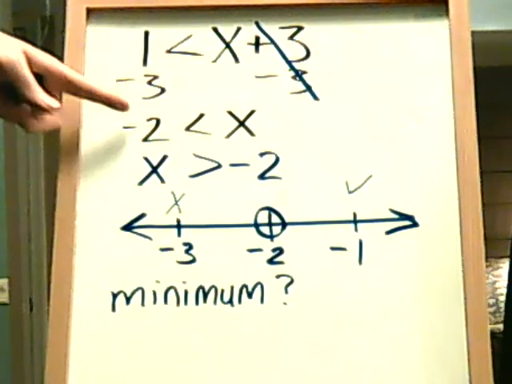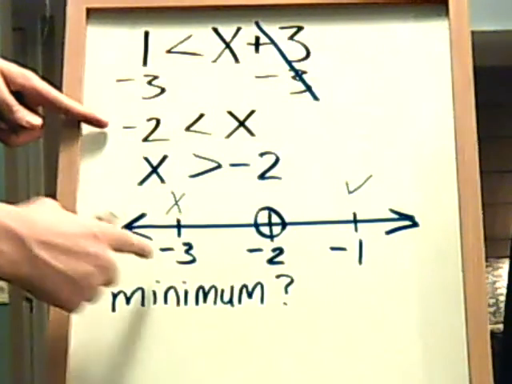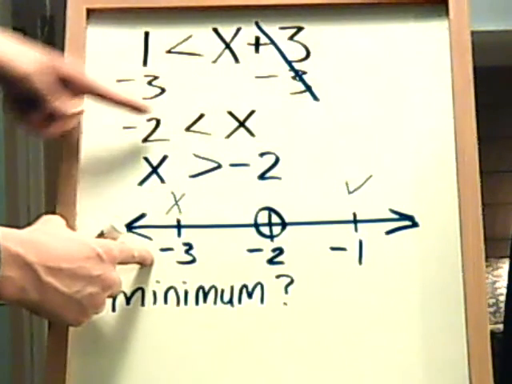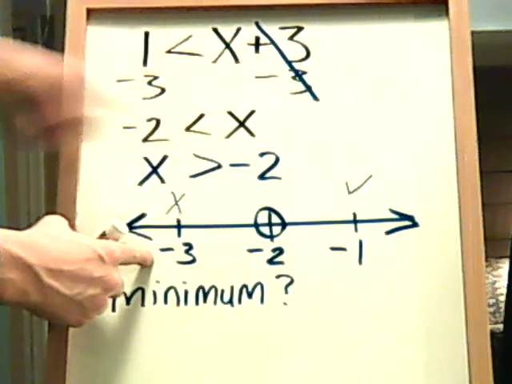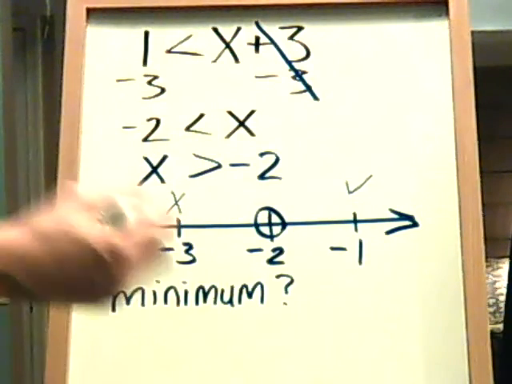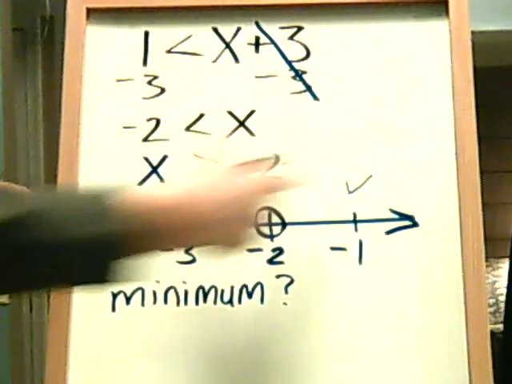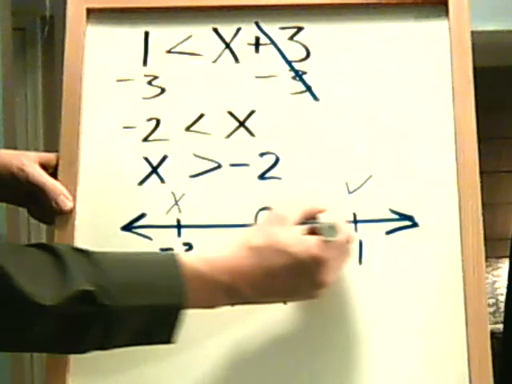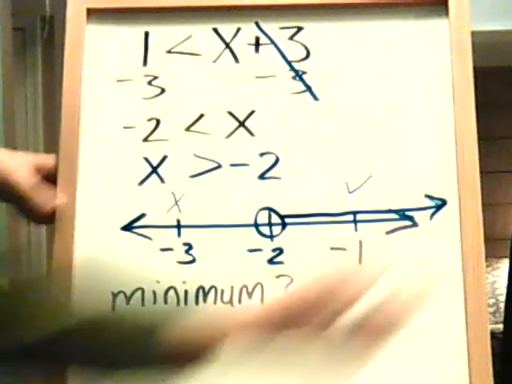Okay? And you can say the same thing for this. Is negative 2 less than negative 3? No, it's not. Things get smaller as they go this way. At any rate, we know it can't go this way, it can go this way, so that's another reason to make it go in this direction.